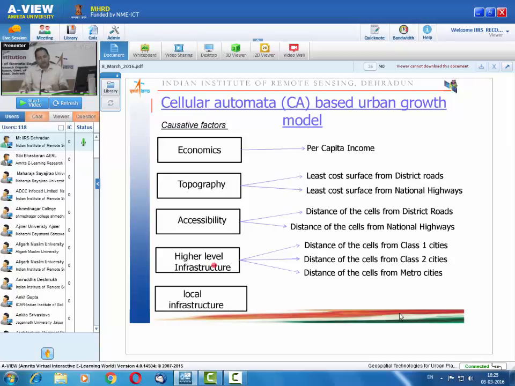Cells nearer to class 1 cities have a high population. Class 1 cities means cities having a population of more than 1 lakh as per the census of India. They have a higher potential, along with distance from class 2 cities, distance from metro cities, and the local infrastructure. Using these factors, we have tried to model urban growth, but the model we have used here is the cellular automata model, called the CA model. We have different models of urban growth. Previously we used a model based on artificial neural network. Here we are using a model based on the cellular automata approach.